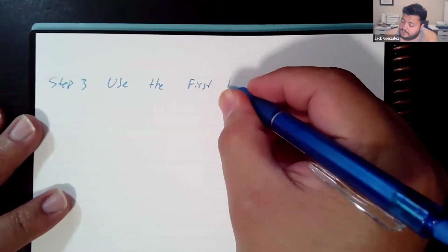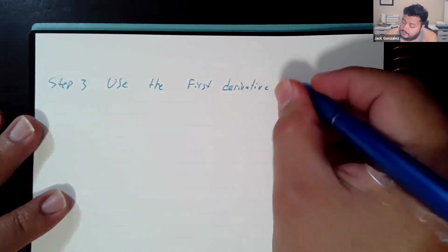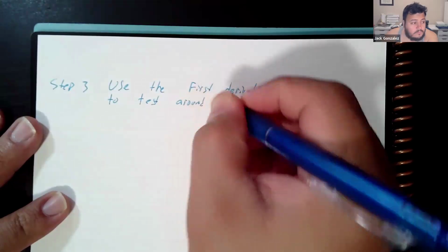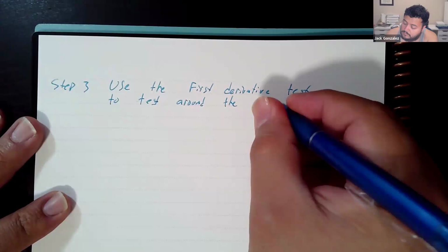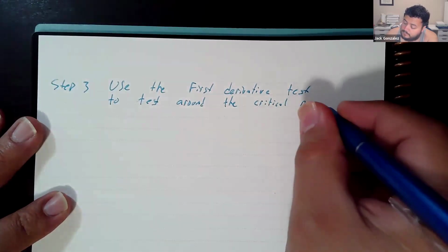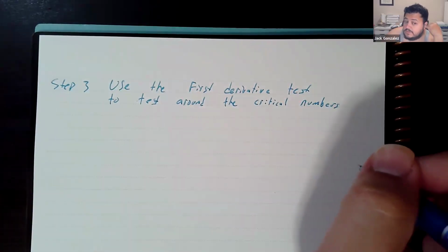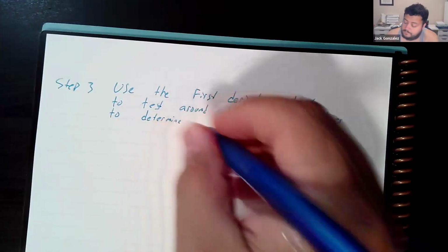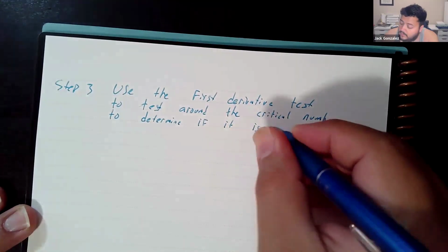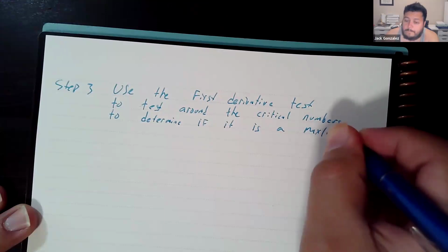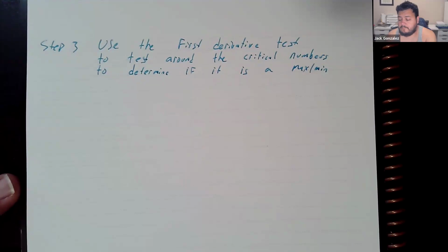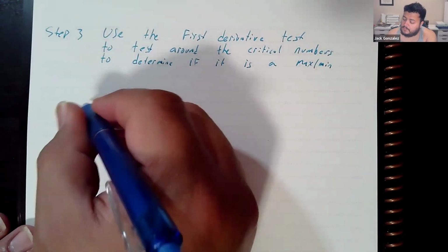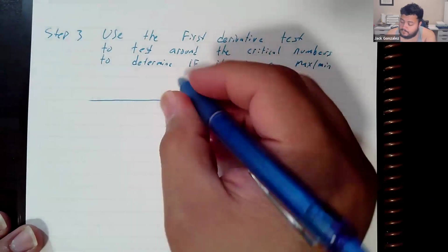Let me go ahead and use the first derivative test right away because you can do it all at the same time. Use the first derivative test to test around the critical numbers to determine if it is a max or minimum. Okay. Did we solve the critical numbers? Yeah, we did. We said the critical number was 3, right? It's my magical number right there.